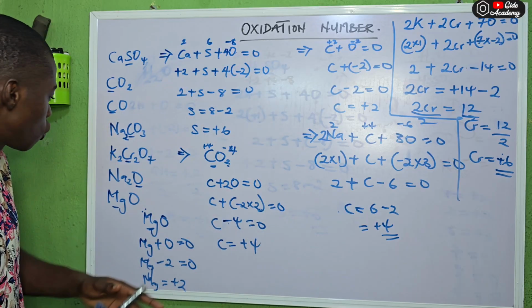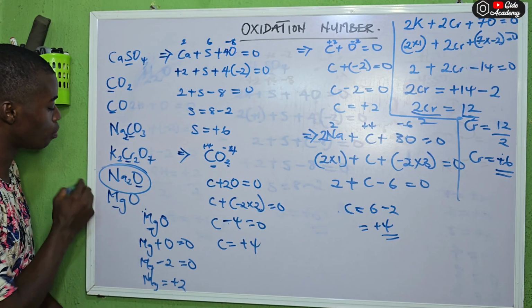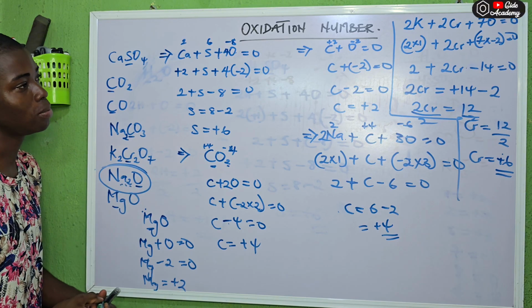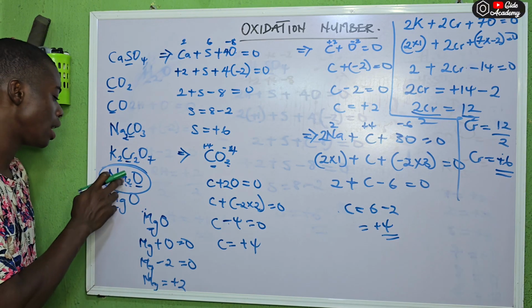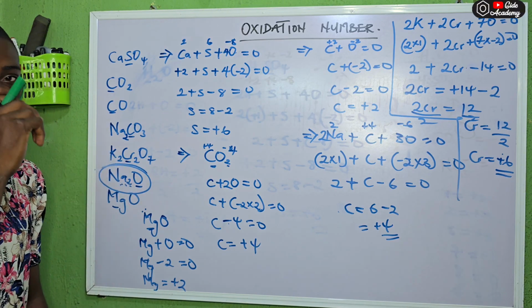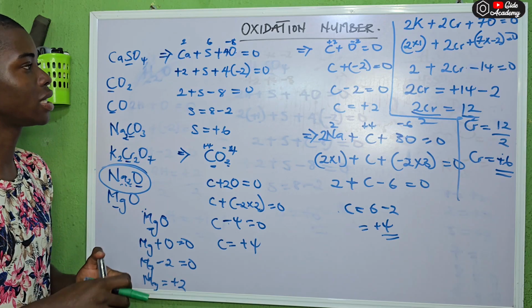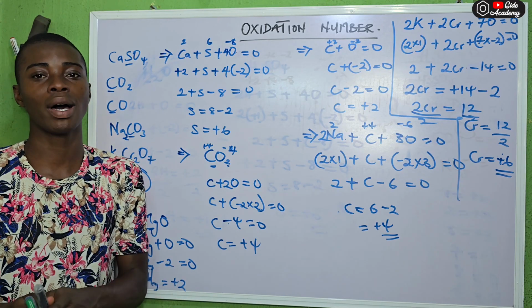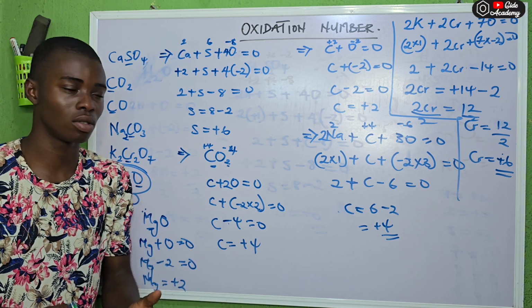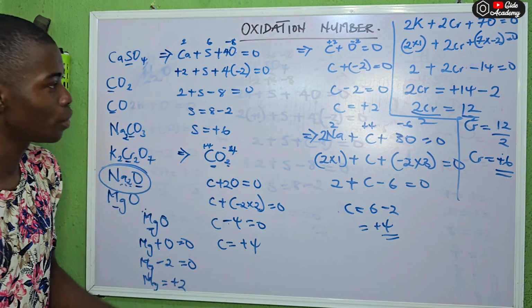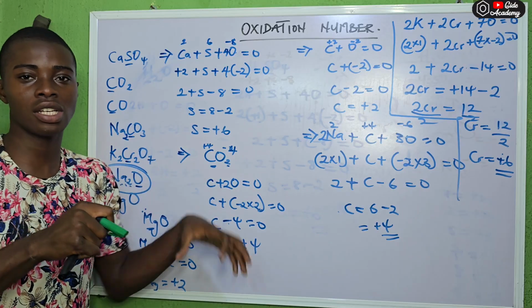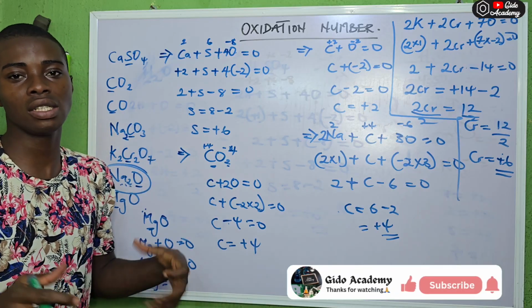So just try this one out. What is the oxidation number of sodium in this reaction? And please, at the end, when you confirm your answer, Na2O must be equal to 0. Probably in our next class, I will be diving into redox reactions, how to balance redox reactions, what oxidation stands for, what reduction stands for, how to know a reducing agent, and how to know an oxidizing agent.